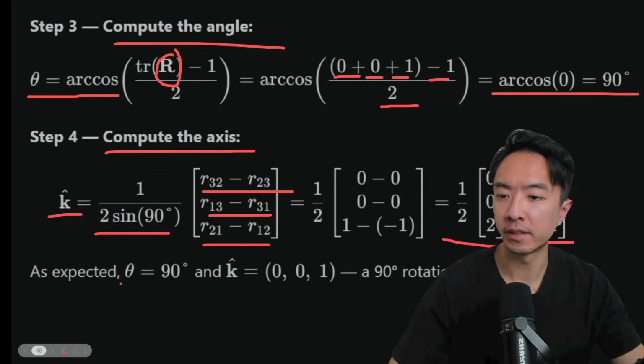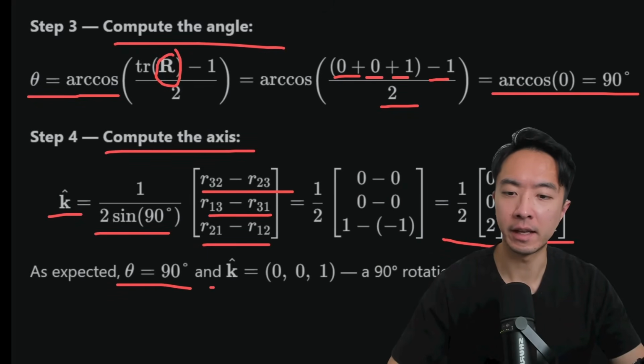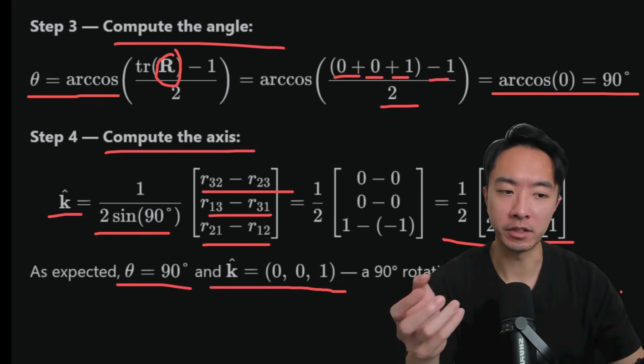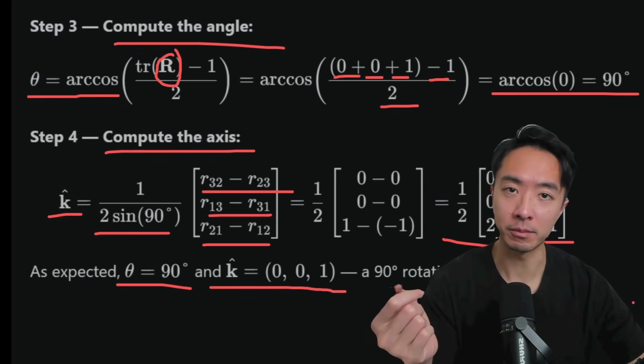So as we expect, theta equals 90, and we have k of 0, 0, 1, which means it's a z-axis. So it makes sense that we have a rotation about the z-axis from our rotation matrix.